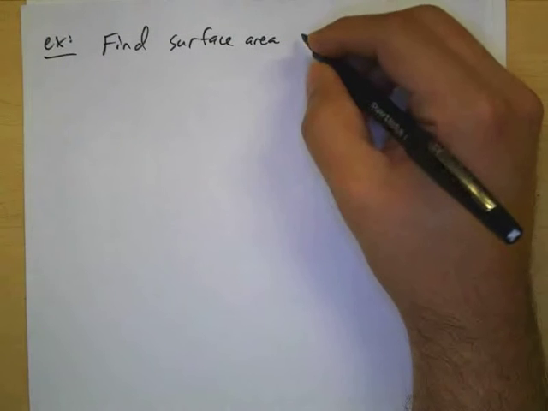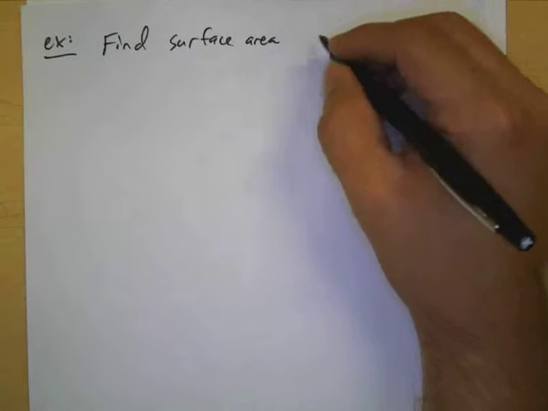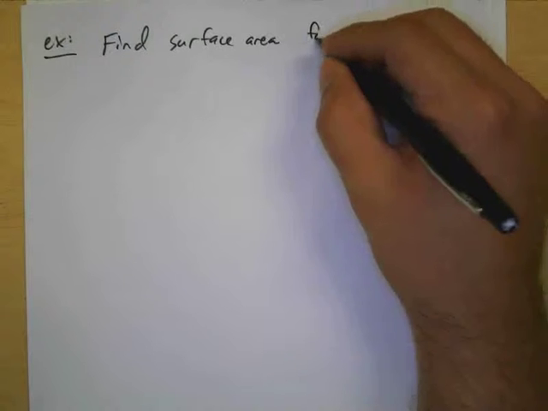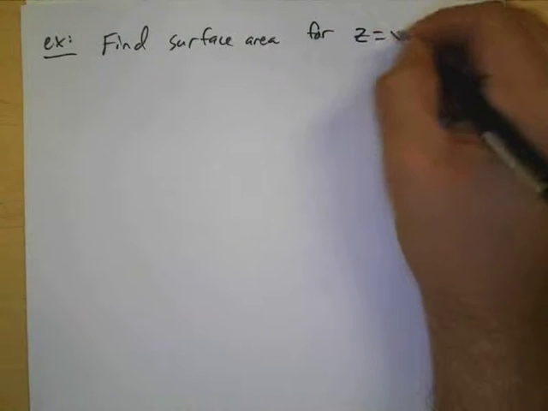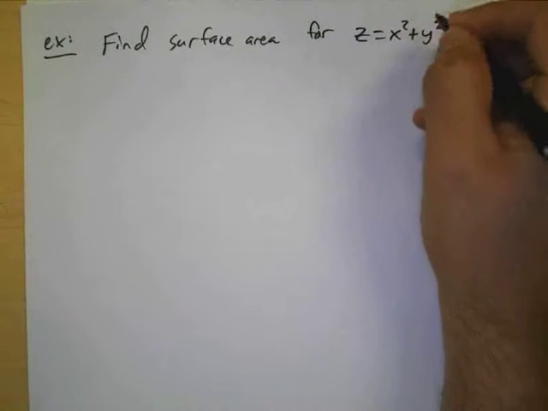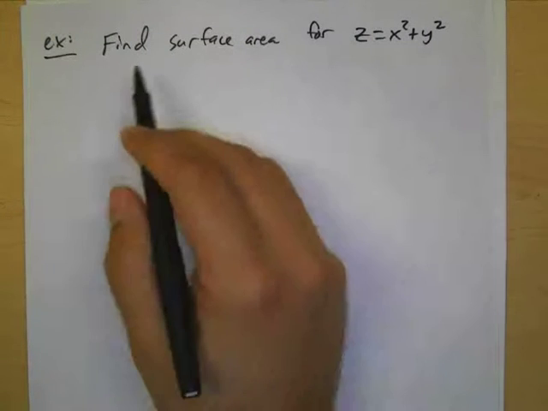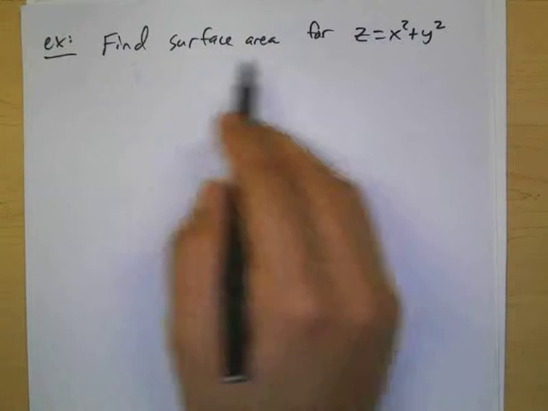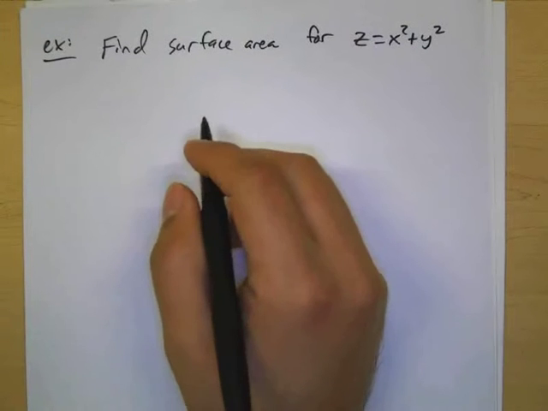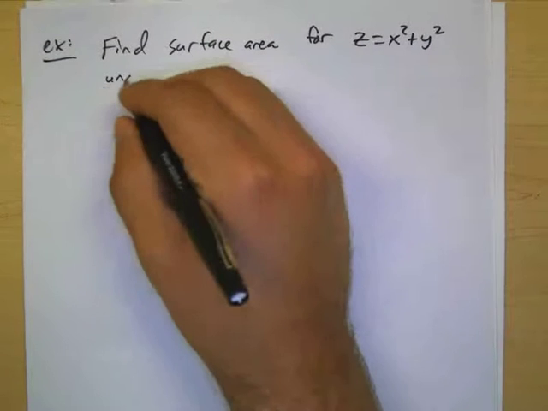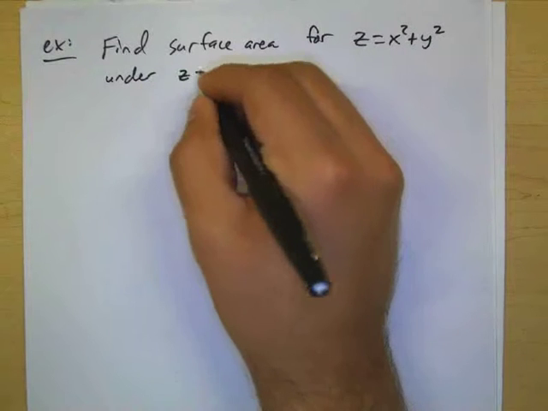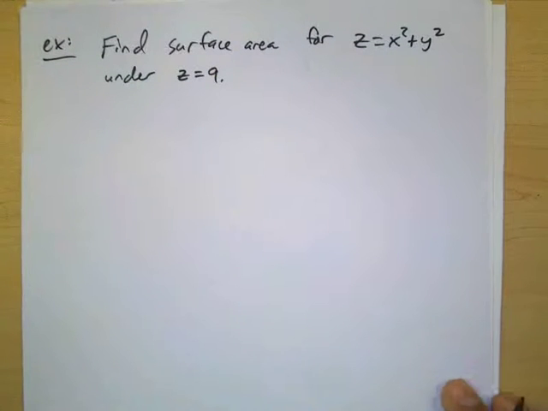Let's say we want to find the surface area for z equals x squared plus y squared. Well, that's a strange orientation for that table. Find the surface area for this surface under z equals 9. Okay, so that's what we're given.